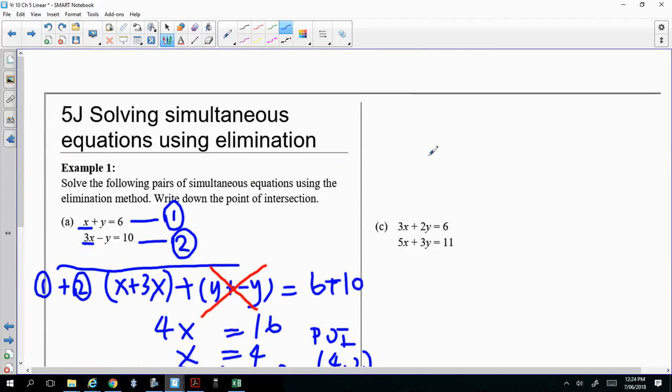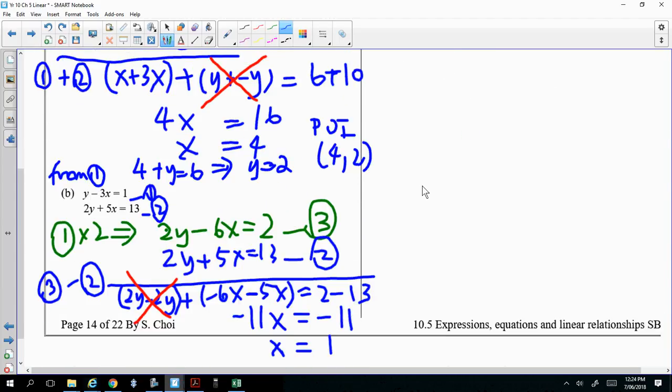All right, what do we do? Yeah, it's up to you. You can either substitute into equation 1 or 2. Some people don't like negatives, they use 2. Some people prefer smaller numbers, use 1, doesn't matter. You get the same answer. So I'm going to substitute into equation 1 because it's easier.